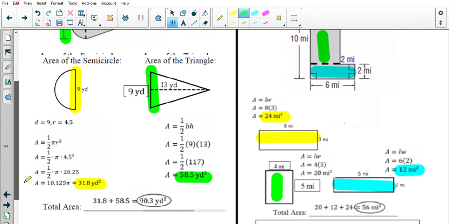So you're going to notice I jotted those down here. The area is 4 times 5, which gets us 20 miles squared. Add 20 to 12 to 24 to get a total area of 56 miles squared.